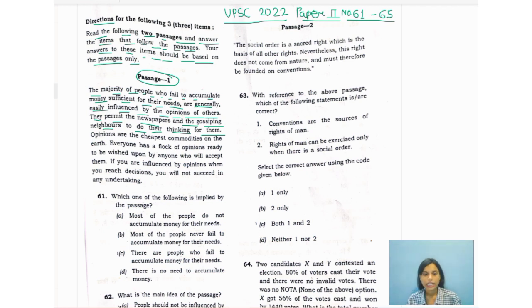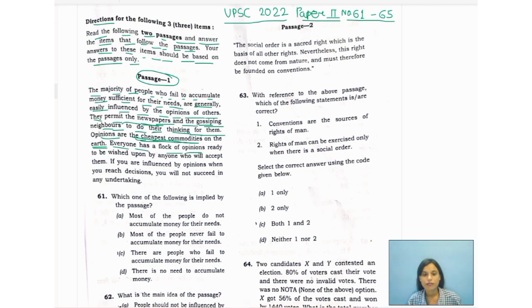And that will permit the newspapers, that is, the newspapers will be filled with anything about that person, and the gossiping neighbors will say anything to that person and will obviously talk about their own beliefs, and the person with no money will be listening. Opinions are the cheapest commodities on the earth. Yes, because you don't have to buy them, right? Opinions are the cheapest commodities, and mostly you don't have to buy them, that's why.